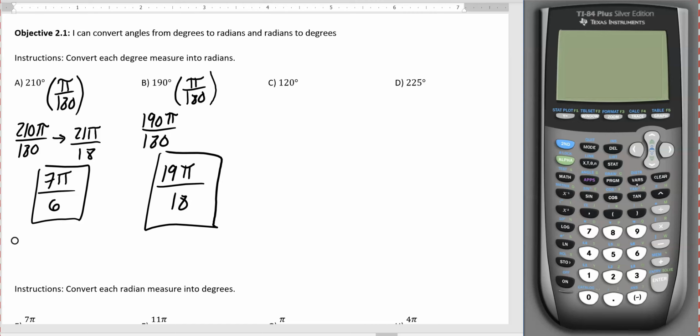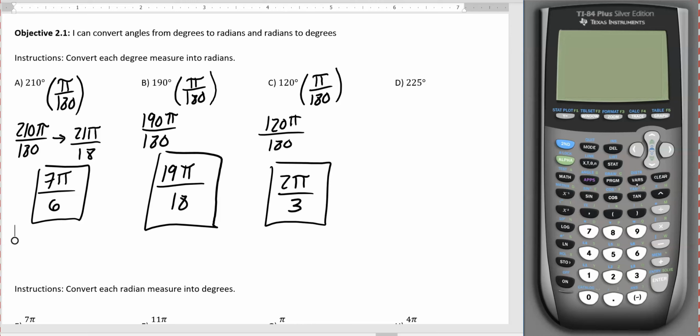Alright, 120 degrees times pi over 180. So this will become 120 pi divided by 180. And I can divide both of these by 60, right? So this will just become 2 pi over 3 when I divide 120 and 180 by 60.